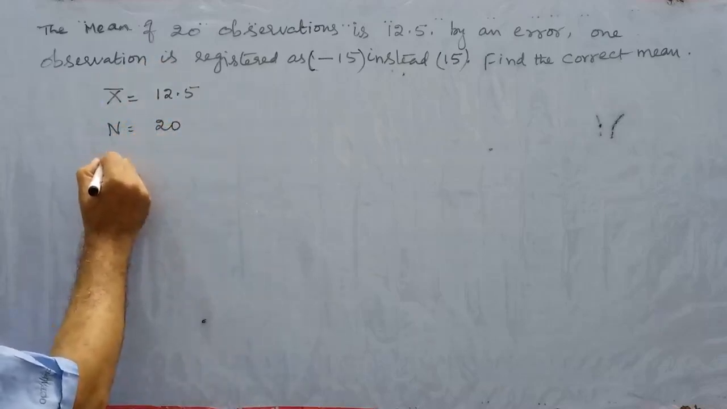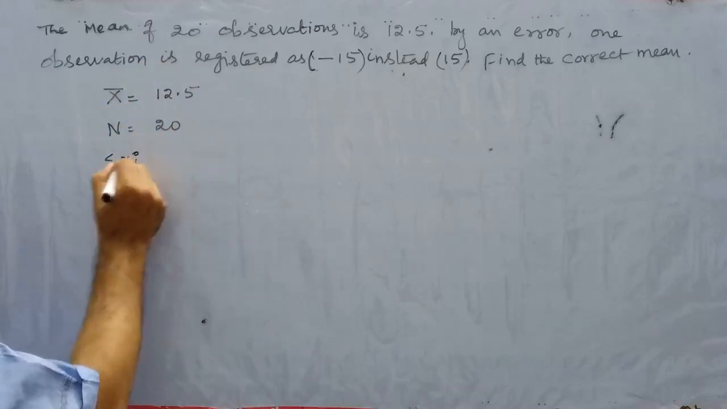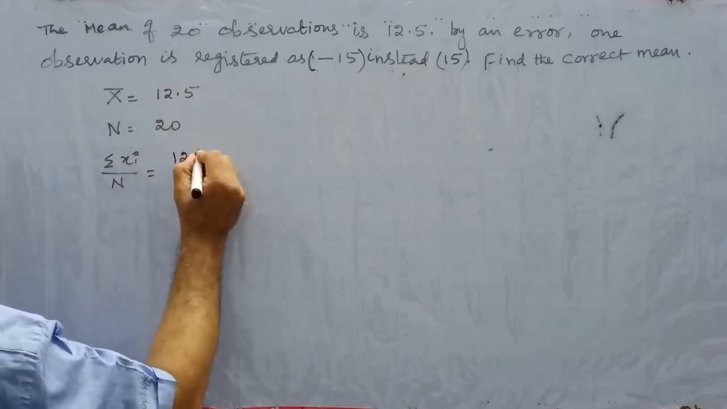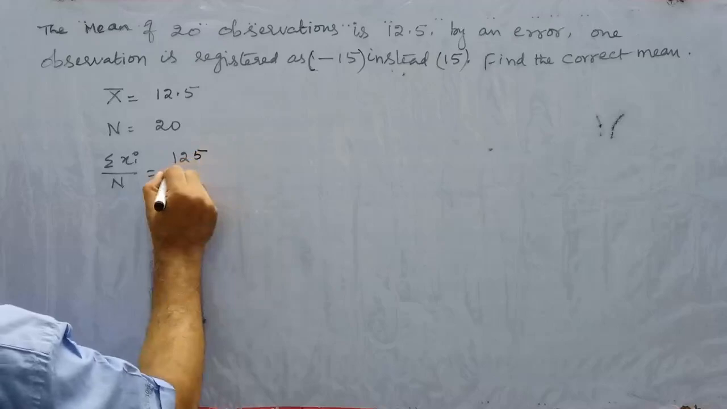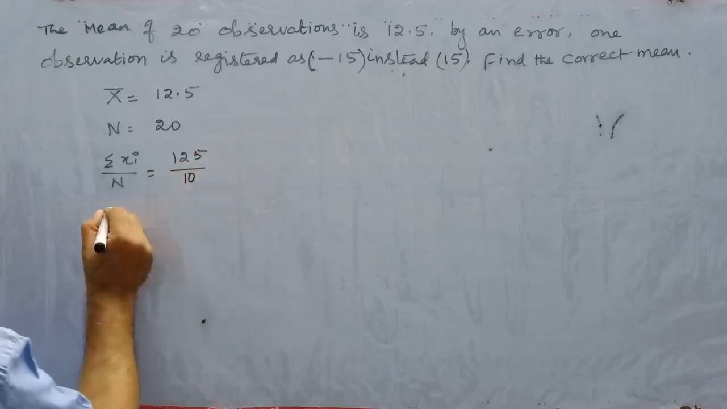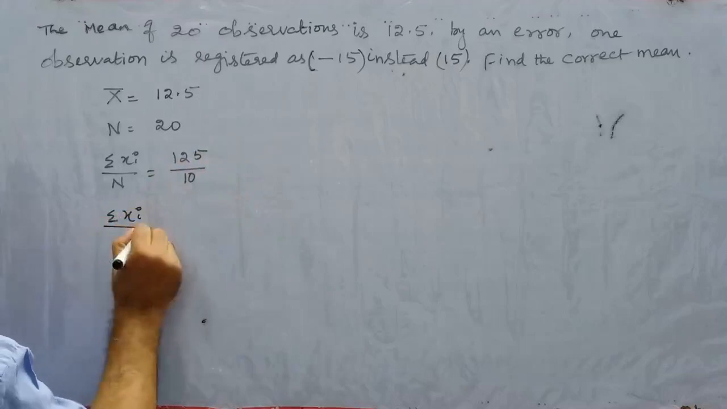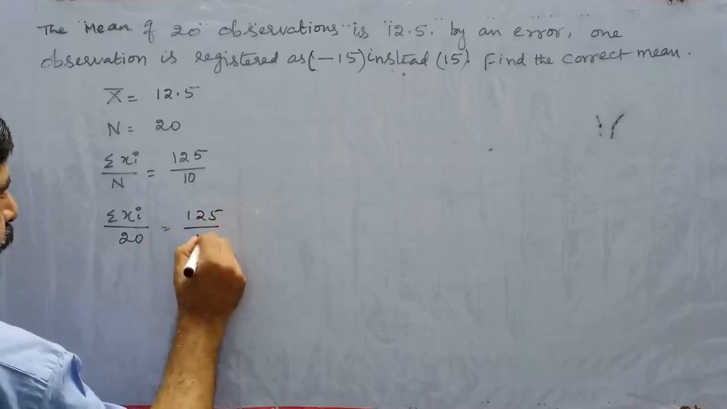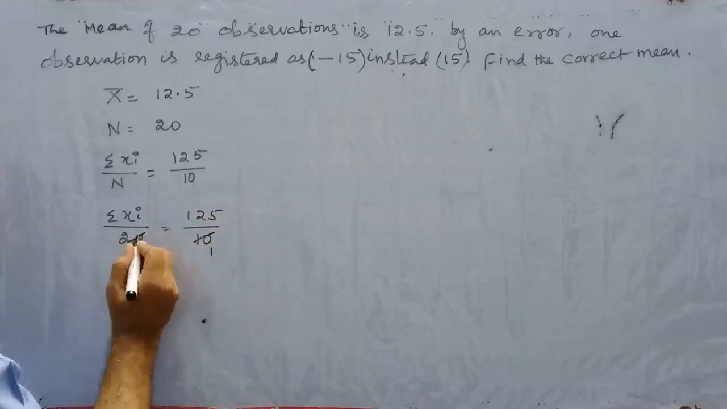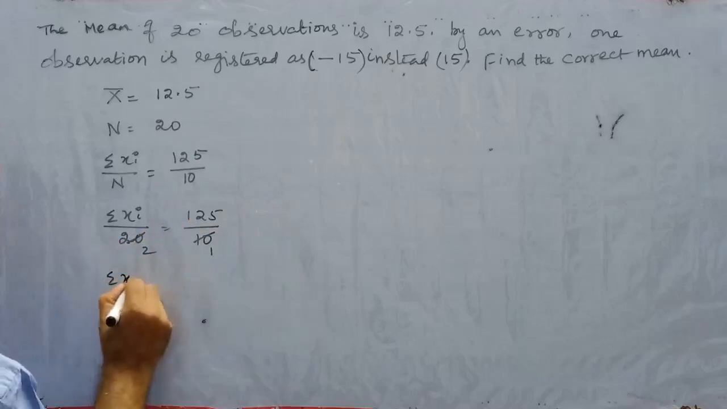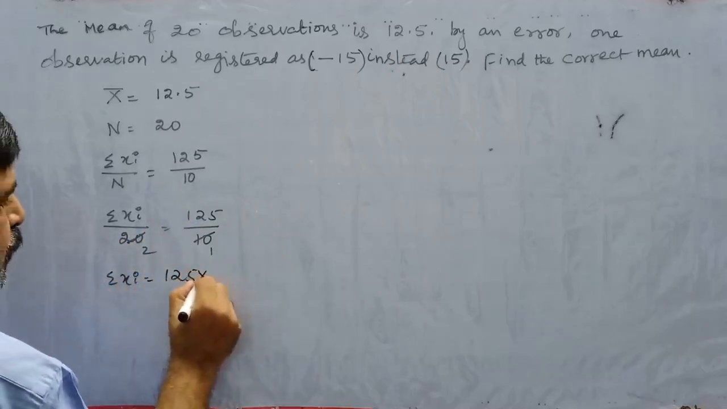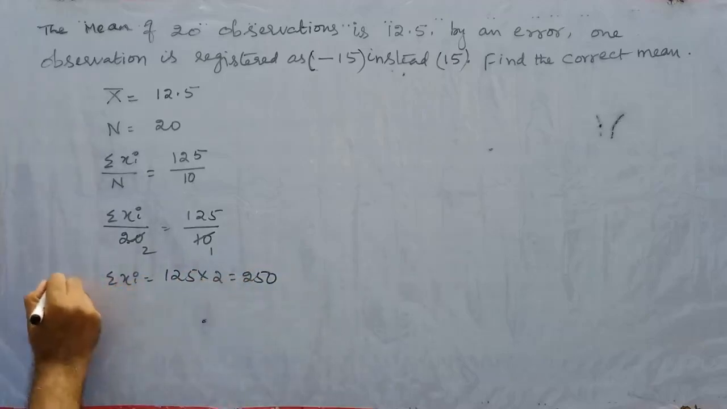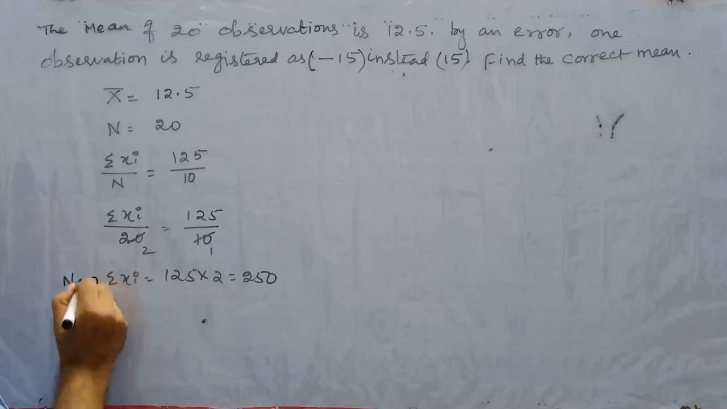We know that x bar is equal to sigma xi by n, which is 12.5. So 12.5 is 125 by 10. Sigma xi by n, with n equal to 20, is equal to 125 by 10. Next, cross multiplication, sigma xi is equal to 125 into 2. So that is equal to 250. Okay, this is the new sigma xi.